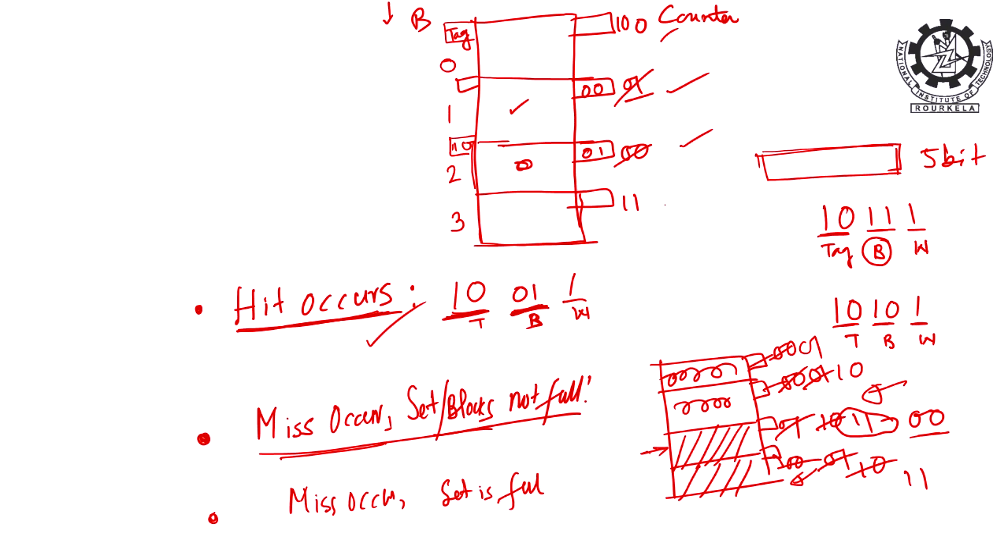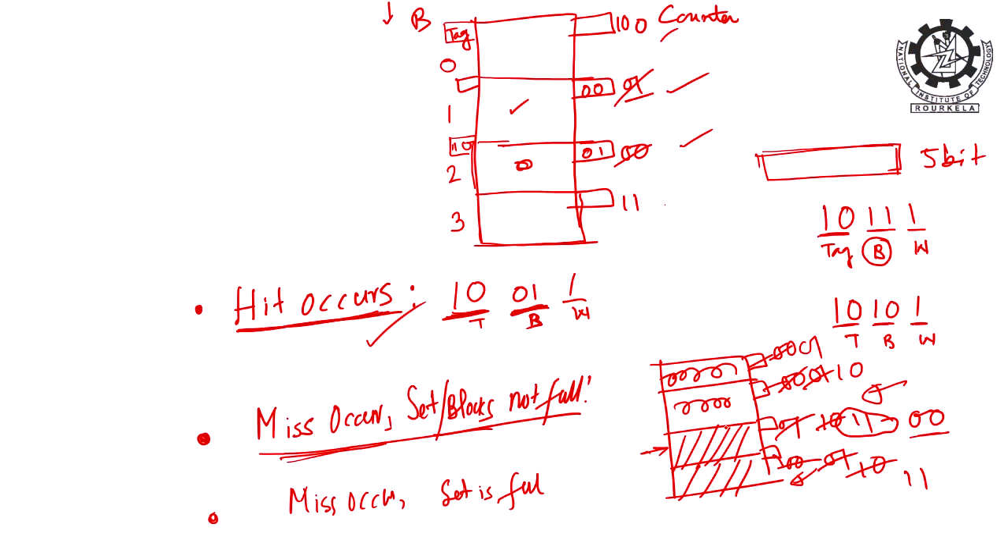So, only the counter value will change, that will become 00, and the counter value for all other blocks will be incremented by 1 if the counter value is lesser than the old value of the referred block's counter. Okay. Now, if a miss occurs and the cache is not full, then you can place the block anywhere, but you have to increment the counter value by 1.